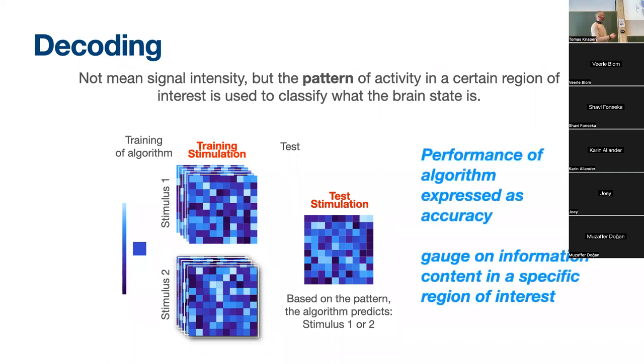So what we're doing here is using some sort of accuracy as an outcome, right? Is this pattern classifier able to use the pattern in this region of interest as a source of information? Can it learn this? We use this classification accuracy to say a certain type of information is being represented or processed in this region of interest.